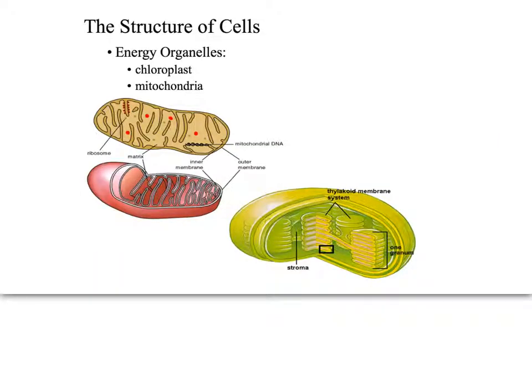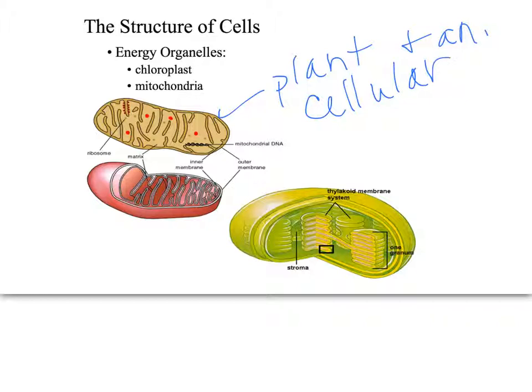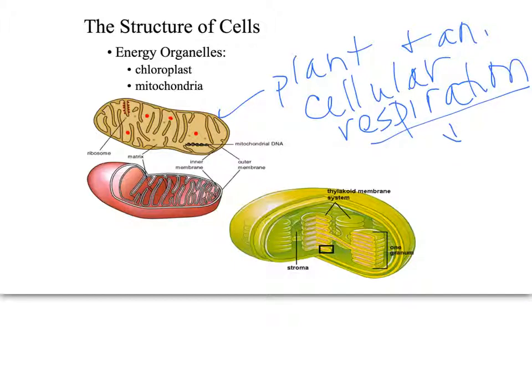Okay, now energy structures of the cell, so energy organelles. There's the mitochondria. Mitochondria are in plants and animals, and what they're going to do is this thing called cellular respiration. Cellular respiration is how we make chemical energy, how we make ATP, how we're going to take glucose and turn it into a molecule that we can use. ATP is the energy currency of the cell, and we'll talk about that more.